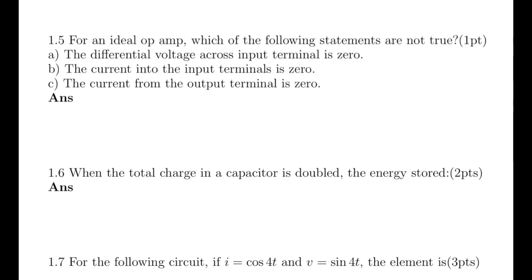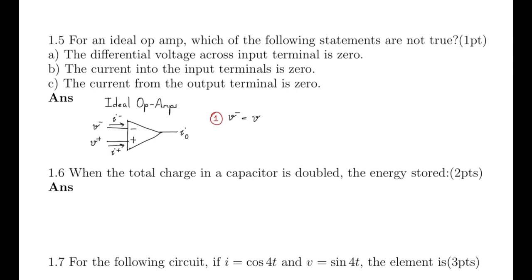1.5. For an ideal operational amplifier, which of the following statements are not true? A. The differential voltage across the input terminal is 0. B. The current into the input terminals is 0. C. The current from the output terminal is 0. Recall the two properties of an ideal operational amplifier.